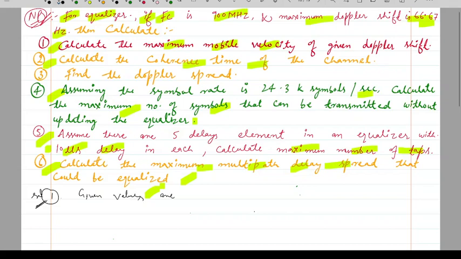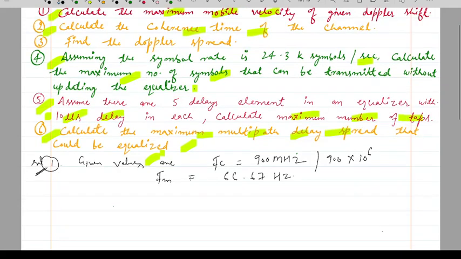are basically the carrier frequency fc is 900 megahertz, or we can write here 900 into 10 raised to power 6, and the Doppler shift fm, the maximum Doppler shift frequency, that is 66.67 hertz. So these things are given here. So here we will find out in the first part the maximum mobile velocity for the given Doppler shift.